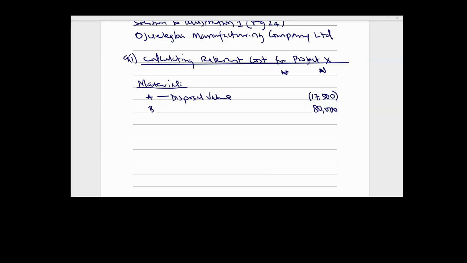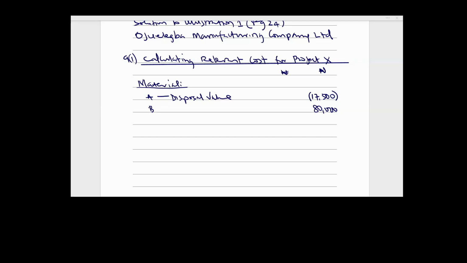Okay, it is irrelevant because irrespective of the decision taken on this new project X, the company will still pay the workers the 60,000 naira. So that's the reason. So the 60,000 naira is irrelevant because irrespective of the decision taken, the workers will be paid. Okay?